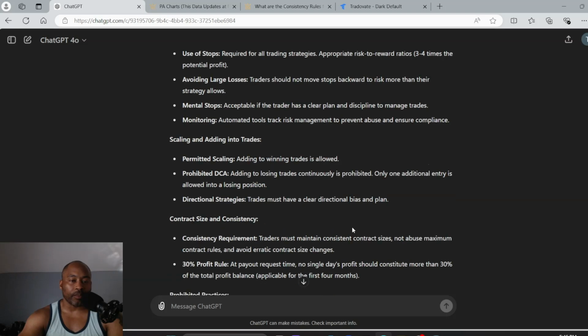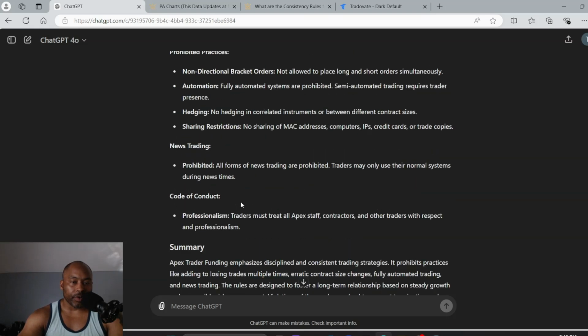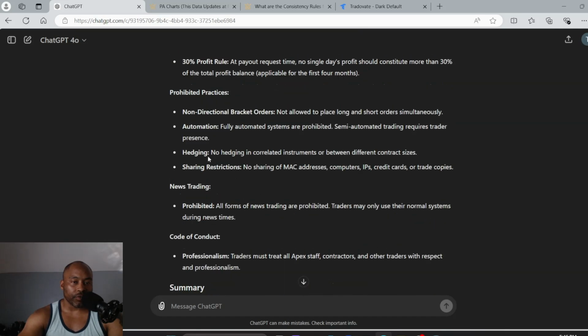It gave me a little bit more information. No trading on the news. It even addresses the hedging, which is the trading on both sides, like the open range trade.